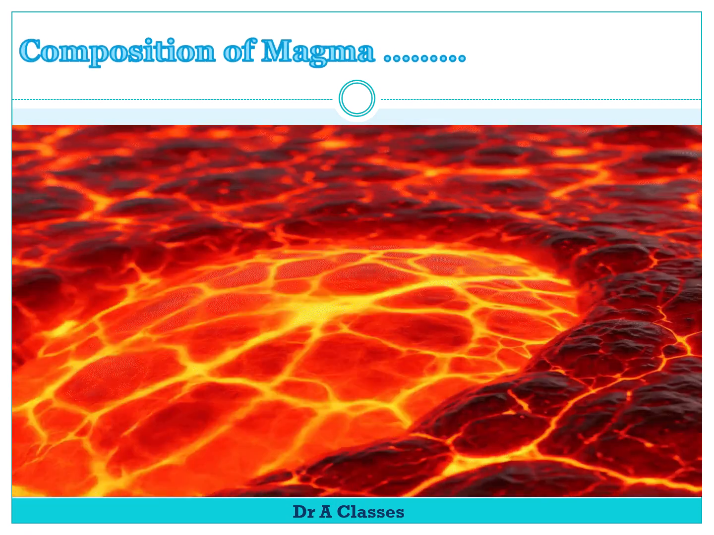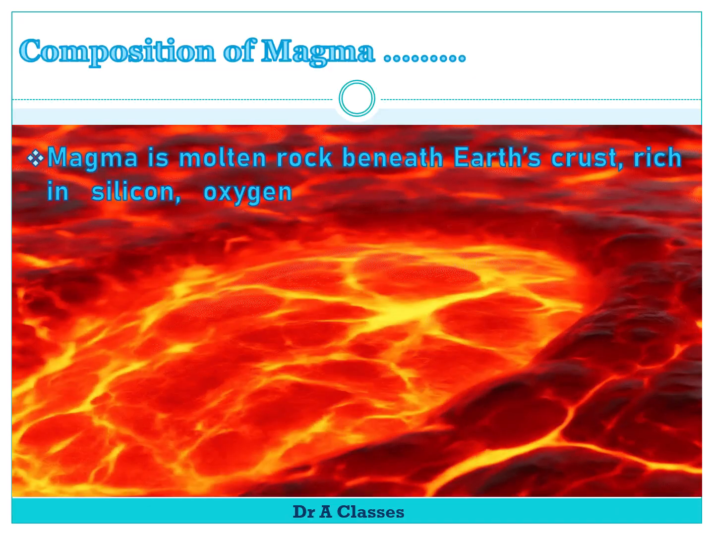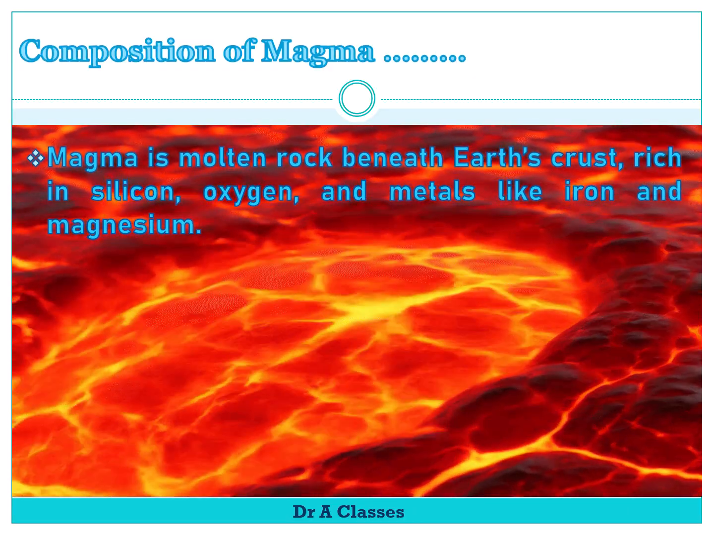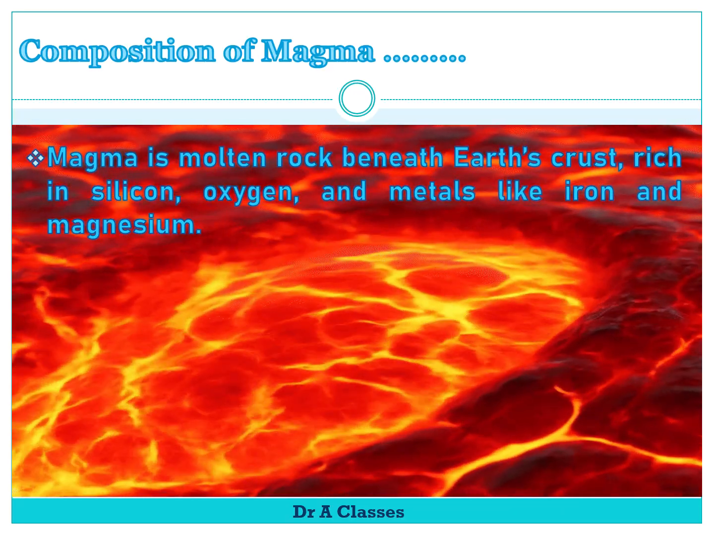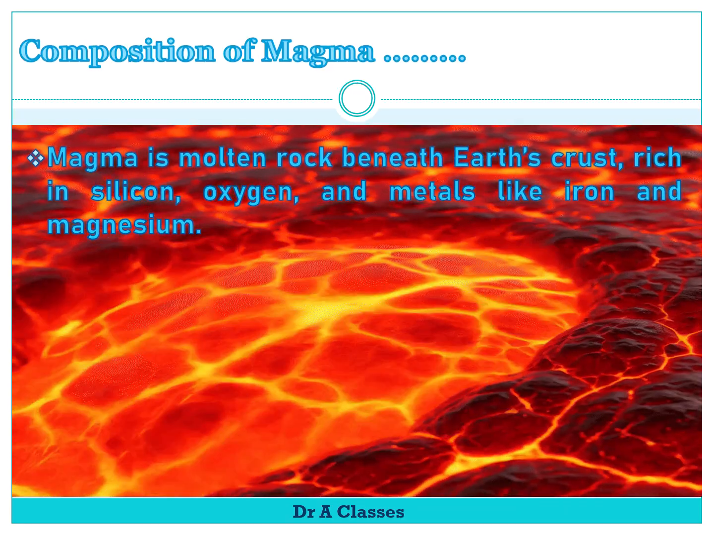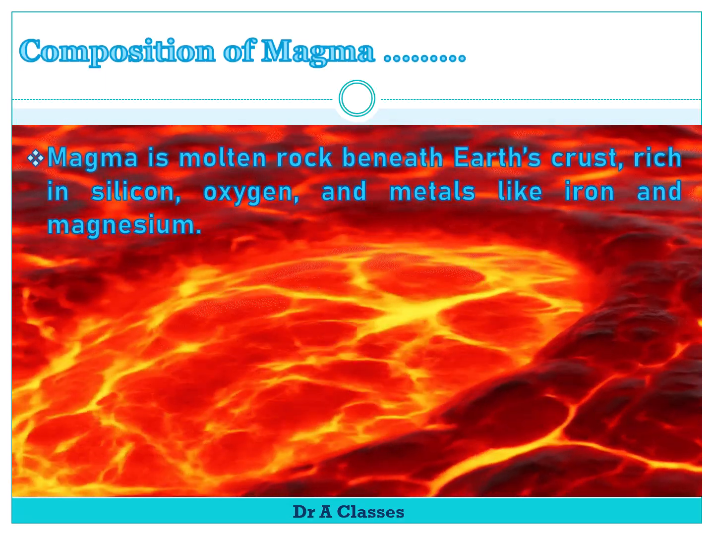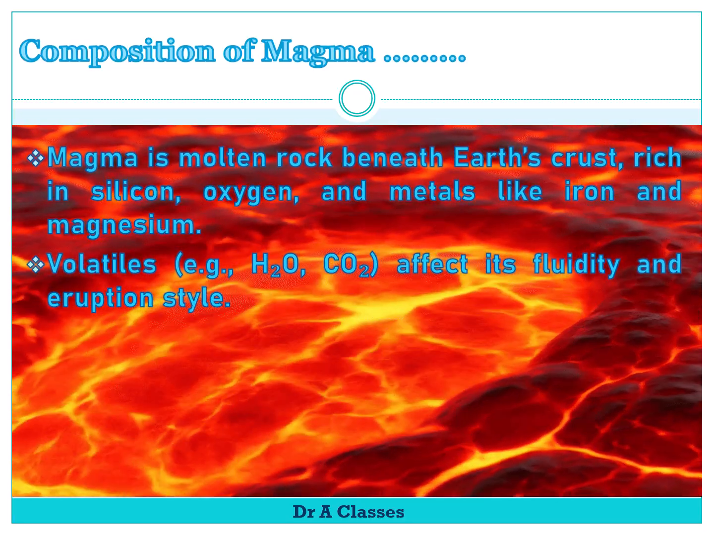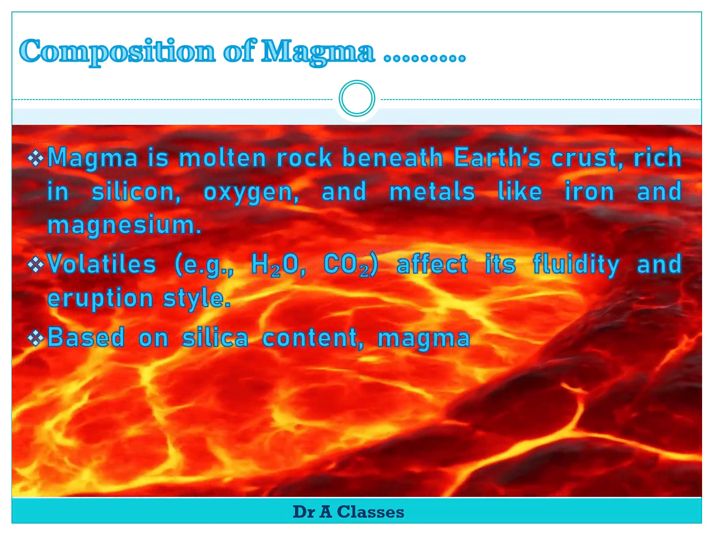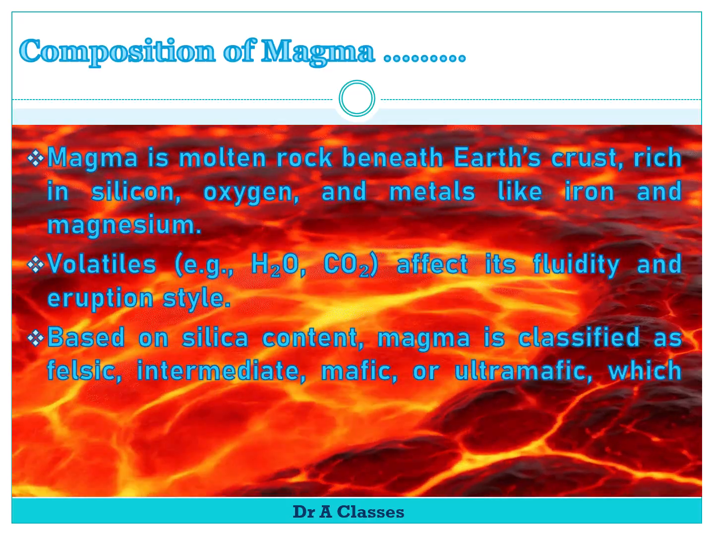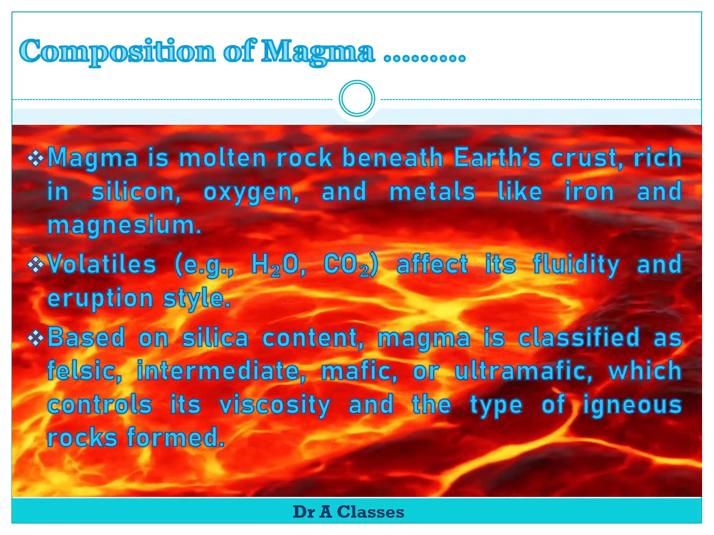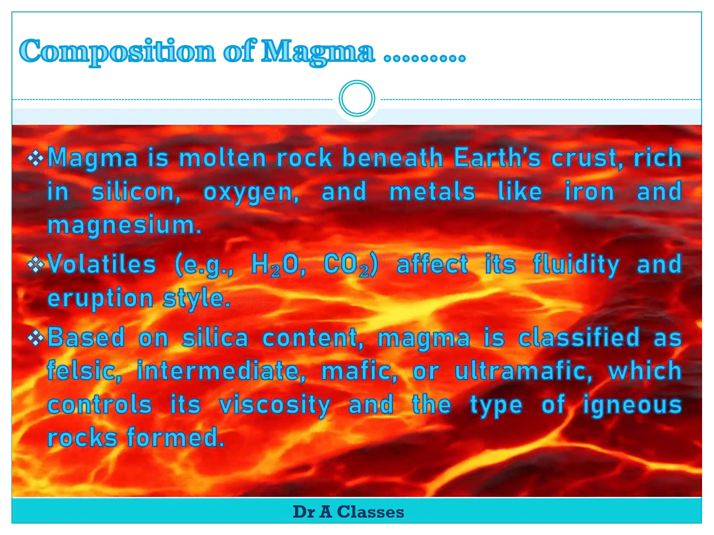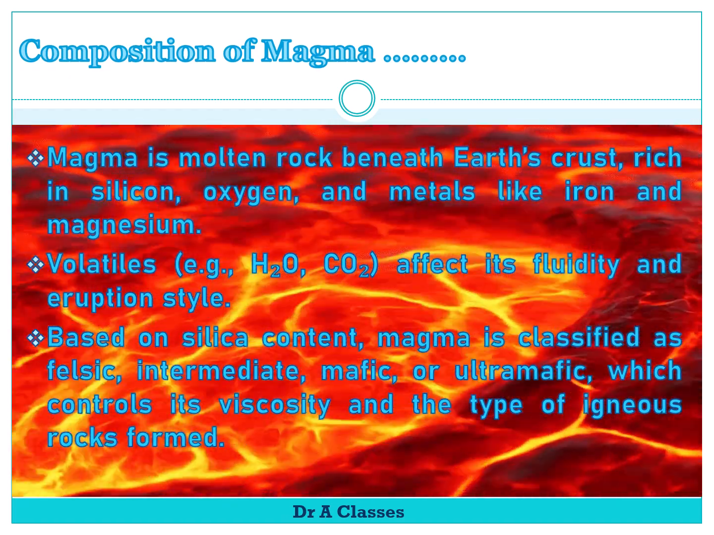Composition of magma. Magma, the molten material beneath Earth's crust, is a dynamic mixture of elements and gases. Silicon and oxygen dominate its composition, forming the framework for silicate minerals, while metals like iron and magnesium influence rock strength and coloration. The presence of volatiles like water vapor and carbon dioxide affects magma fluidity and eruption style. Depending on the silica content, magmas are categorized into felsic, intermediate, mafic, and ultramafic types. This classification influences key characteristics such as viscosity, eruption dynamics, and the resulting igneous rock's composition.